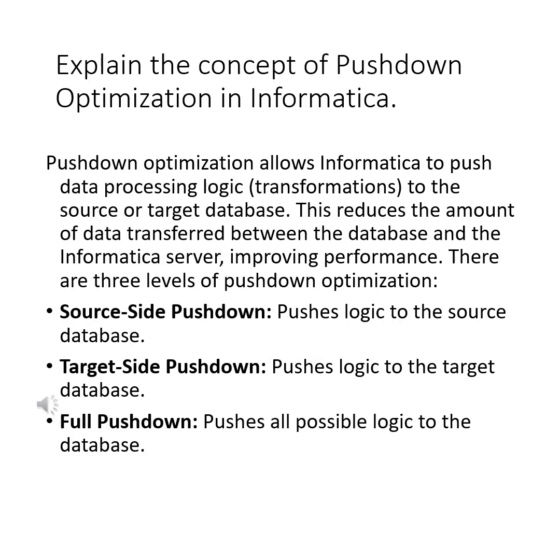Explain the concept of push-down optimization in Informatica. Push-down optimization allows Informatica to push data processing logic and transformations to the source or target database. This reduces the amount of data transferred between the database and the Informatica server, improving performance. There are three levels of push-down optimization: source-side pushdown, target-side pushdown, and full pushdown.